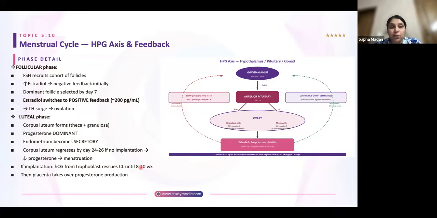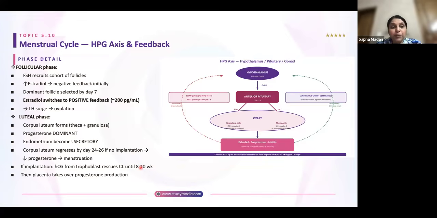So now what happens in the luteal phase? The corpus luteum forms, obviously. Okay, so the theca and the granulosa cells will form a corpus luteum. Progesterone is the dominant hormone in this period. The endometrium was hypertrophic in the first half. It will now become secretory in the second half of the cycle.